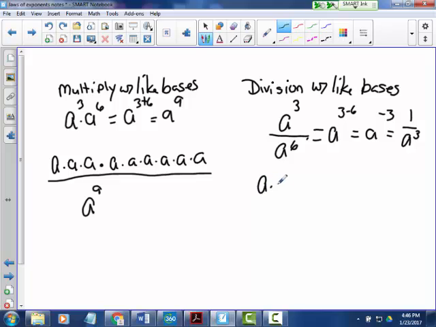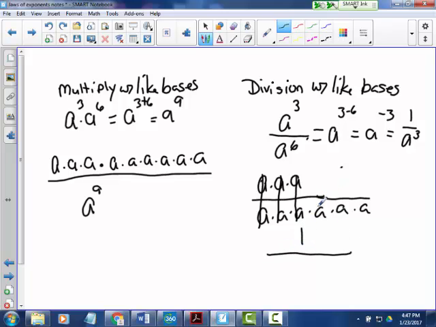Well, we have a times a times a divided by a times a times a times a times a times a. Okay. All right. Now, we know when we're dividing, if we divide the same thing by itself, that's 1, right? So a divided by a is 1. A divided by a is 1. So I have 1, right? 1 times 1 times 1, or simply 1, left in my numerator. And then in my denominator, I have 1, 2, 3 a's. So if you don't like using rules, you can try and problem solve.